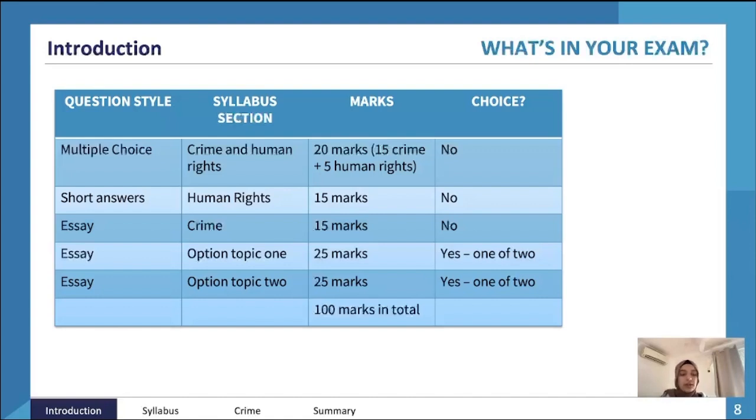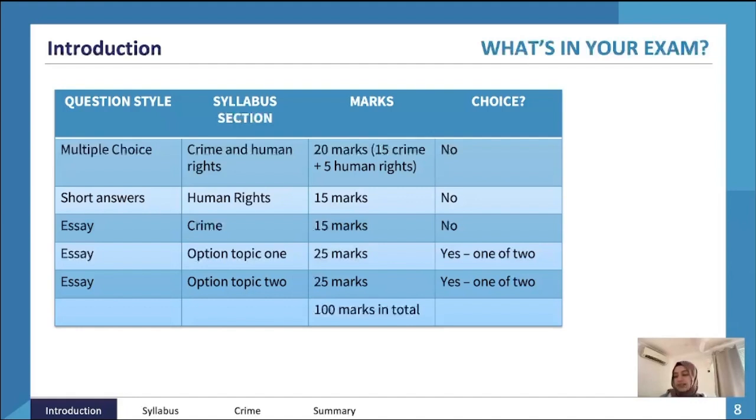Essay option 1. This one is 25 marks. In legal studies, you will go through 2 options in terms of your syllabus, so 2 different topics. So for example, when I was in school, I went through family, so family law, and world order.